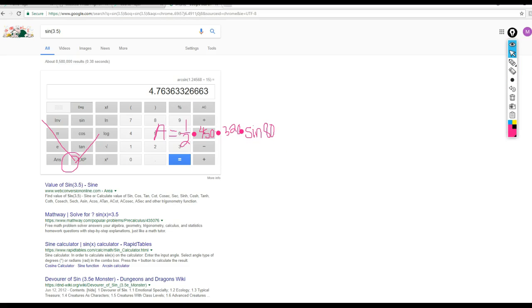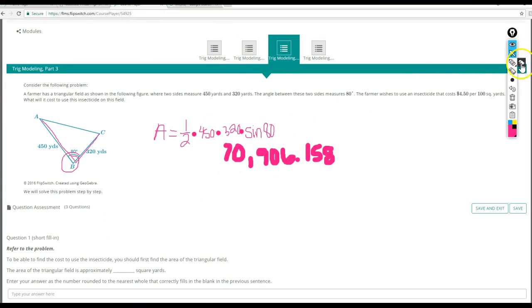So let's go to our Google calculator. Clear, make sure that it is highlighted in degrees, and we're going to type in 1/2, so parentheses 1 divided by 2, close parentheses, times 450 times 320 times the sine of 80 degrees is 70,906.15. So I'm going to write 70,906.158 square yards.